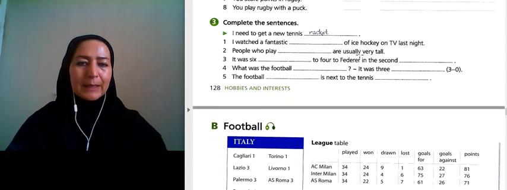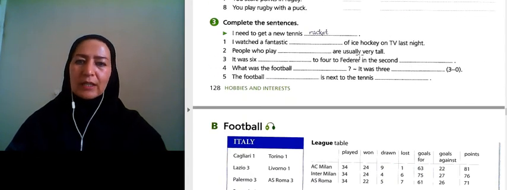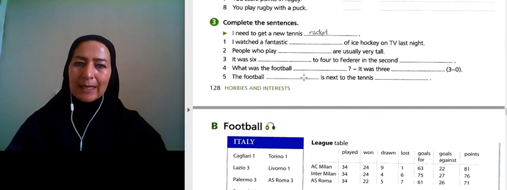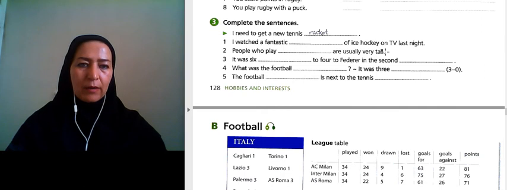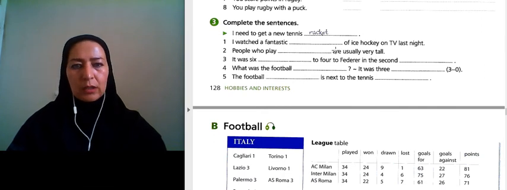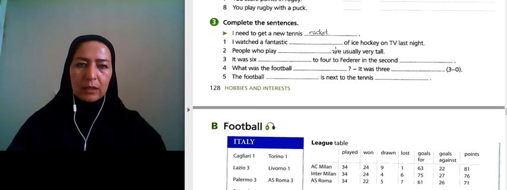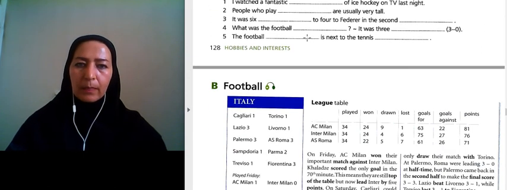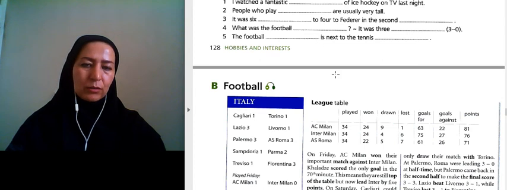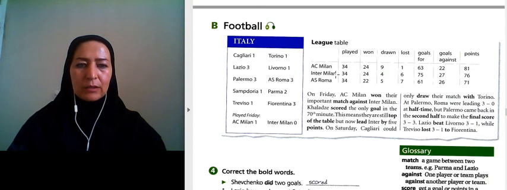Dear one, complete the sentences according to the words we have studied right now. You're going to fill in the blanks here. I watched a fantastic ___ of ice hockey on TV last night. So you can talk about a game here, a fantastic game of ice hockey. There are some blanks here. You're going to fill in the blanks according to what you have studied, what you have learned.